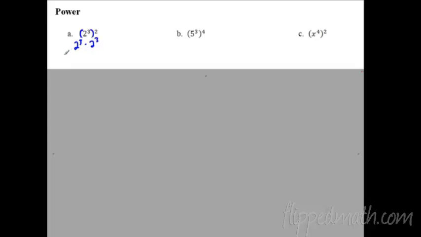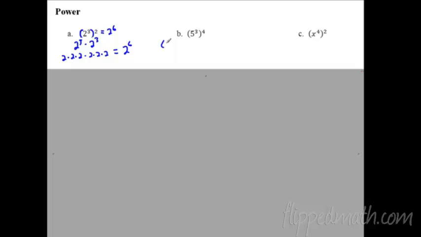But what is 2 cubed? 2 cubed is really 2 times 2 times 2. Times that by this 2 cubed, I've got 2 times 2 times 2. Holy cow, what do I really have here? I've got 2 to the 1, 2, 3, 4, 5, 6th power. So really 2 cubed squared is actually 2 to the 6th power. Pretty cool.